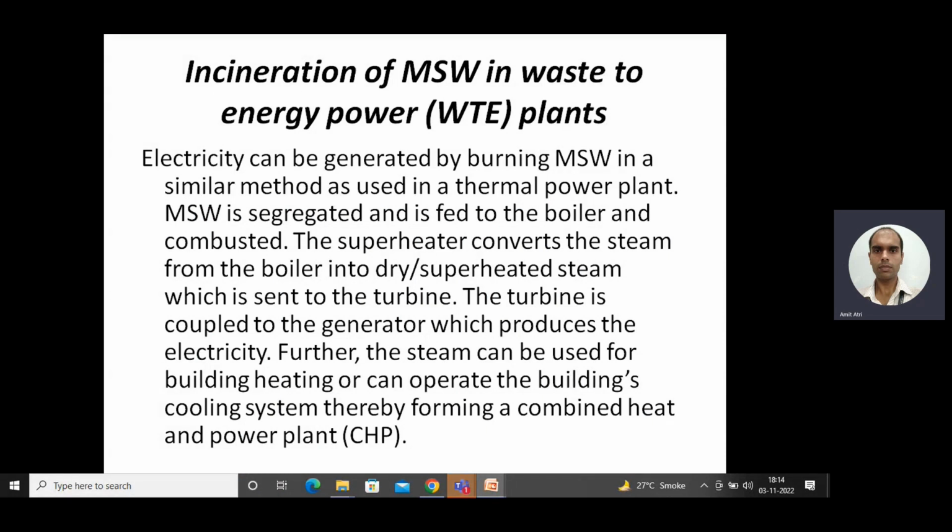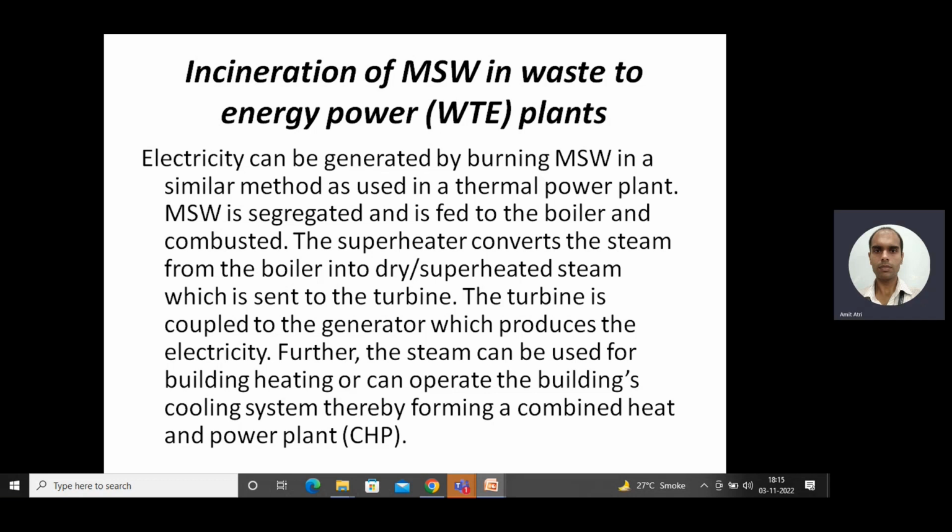Like in a thermal power plant, the coal is incinerated or combusted in a boiler, and thereby steam is produced. The water is fed to the boiler and coal is burned there, and due to the burning of coal, steam is produced. The water boils and the steam is further used to run a turbine.